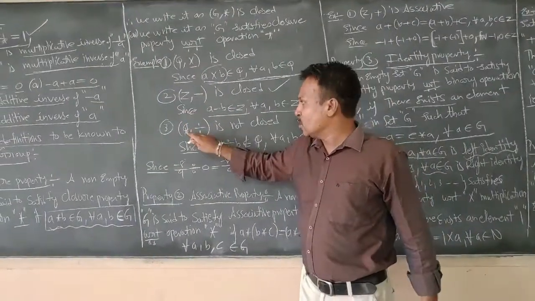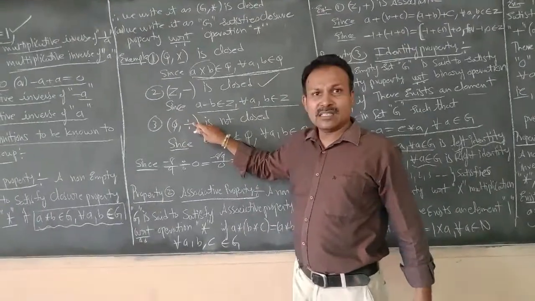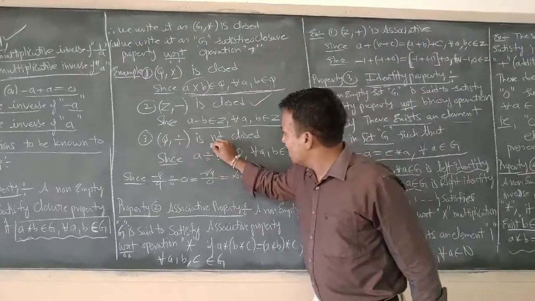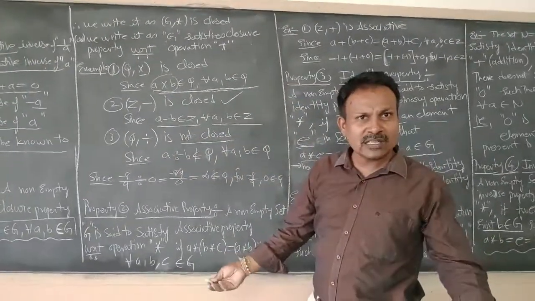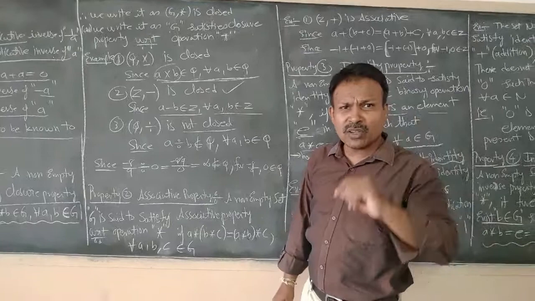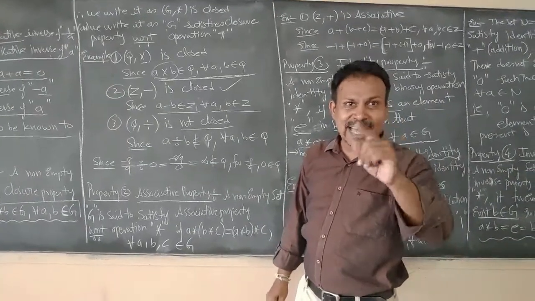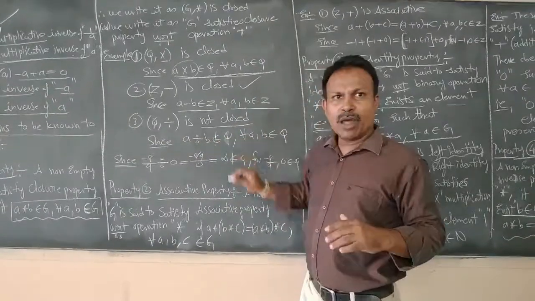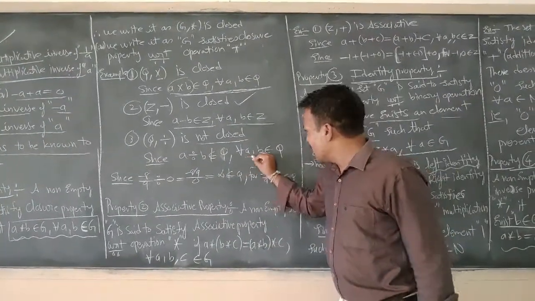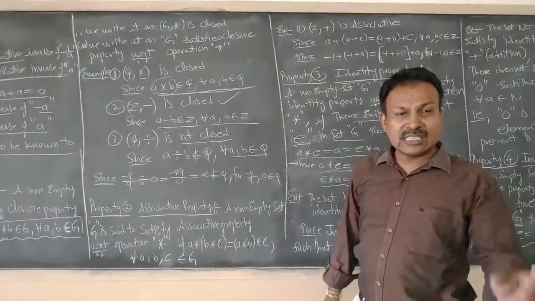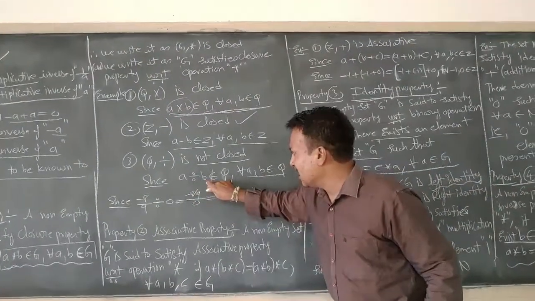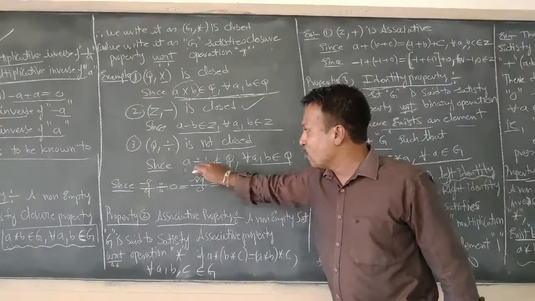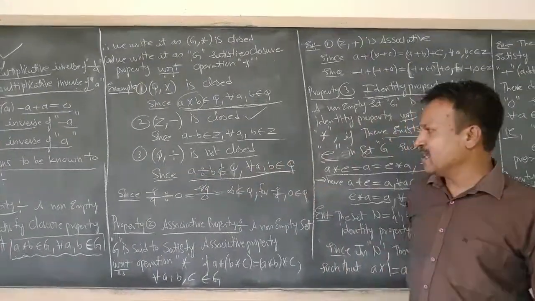The third example is Q comma division. Q is the set of rational numbers, and I have written it as not closed. Why? Because there is a contradictory example, since A divided by B does not belong to Q. For every A, B belonging to Q, the resultant value A divided by B does not necessarily belong to Q. Here I have written an example which supports this standard representation.